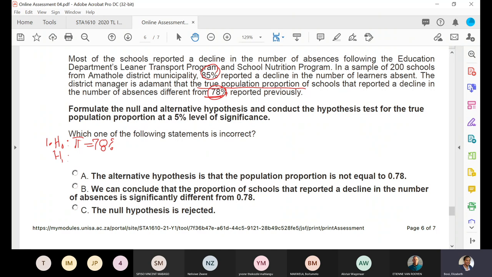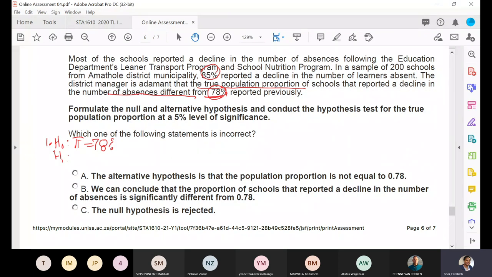They say it shows that there is a reported decline in the number, but that doesn't mean that it's different. You need to test the hypothesis, but they didn't tell you that the decline is in relation to anything specific. They know that there is a decline, but they are not saying that the Amatole district's absenteeism is less than the population one.